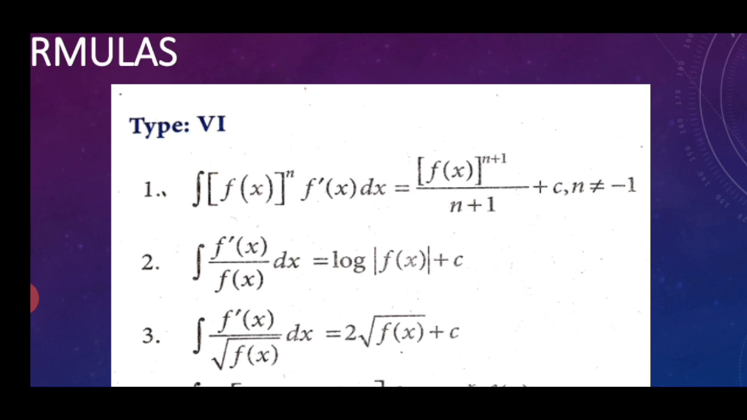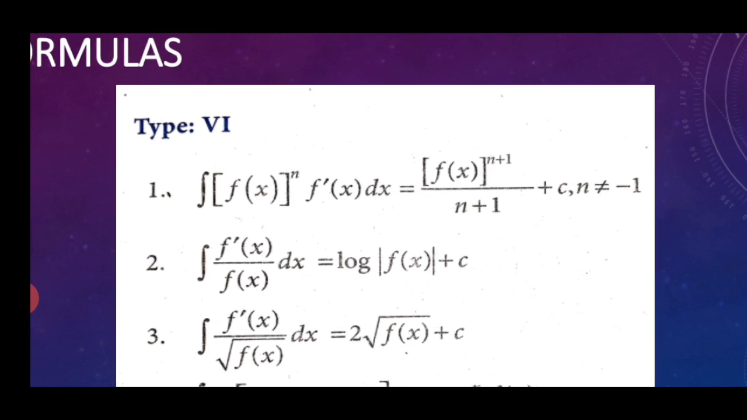The second formula is integral f dash of x by f of x into dx equal to log of f of x. I gave you the hint for the second formula in the second exercise. Can you remember? In the integral, if the denominator has a function and the numerator is its derivative, the answer will be log of the denominator. And the third formula is integral where in the denominator you have the root of a function, and in the numerator you have its derivative f dash of x, then the answer will be 2 into root of f of x plus c. So these first 3 we are going to see.